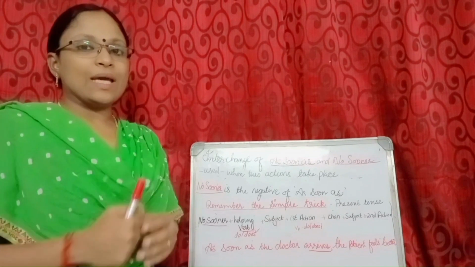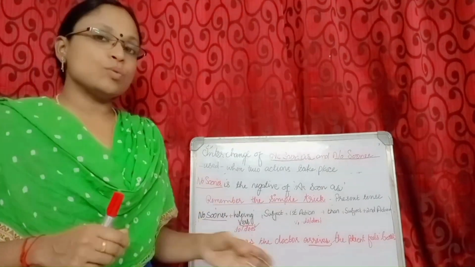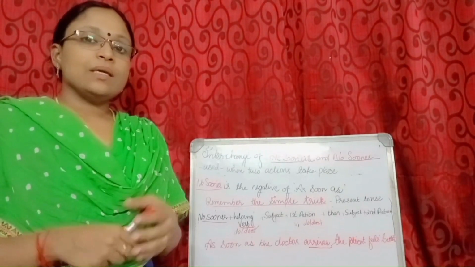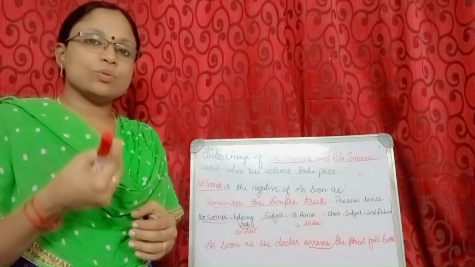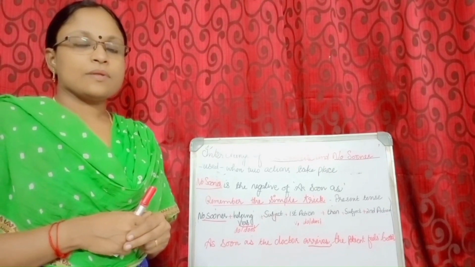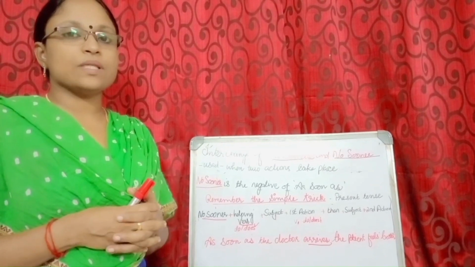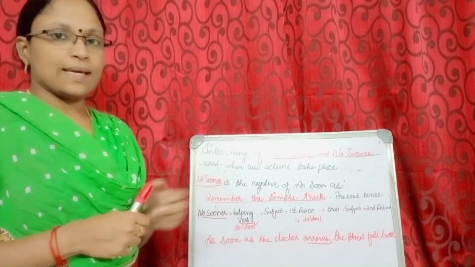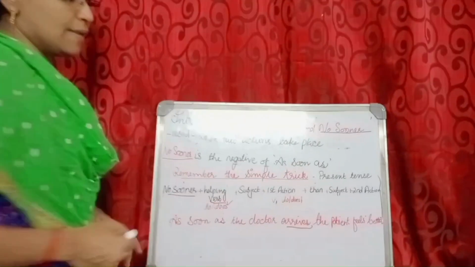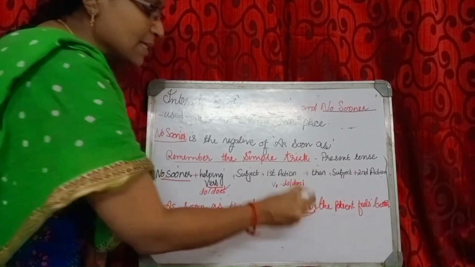In your language paper, the question which begins with as soon as, for example, as soon as the doctor arrives, the patient feels better, you will be asked to begin the sentence with no sooner. How do we begin with no sooner without altering the meaning of the sentence? Let's look at the example. See here, as soon as the doctor arrives. So from this we get to know that arrives is in simple present tense.